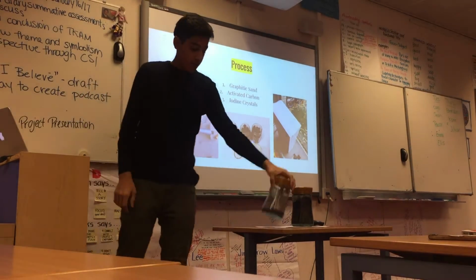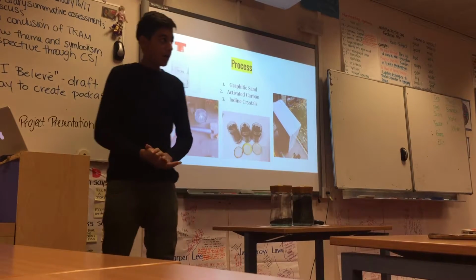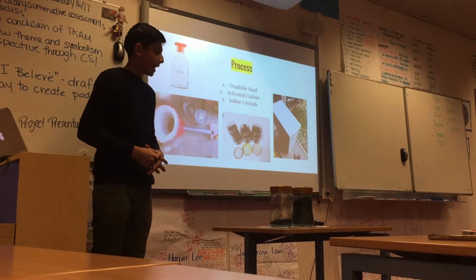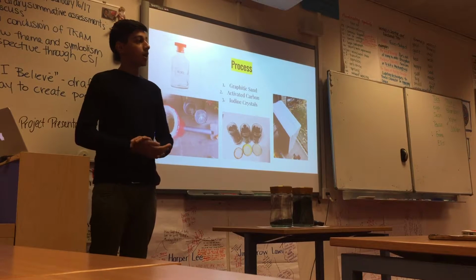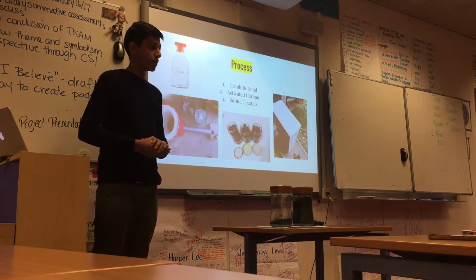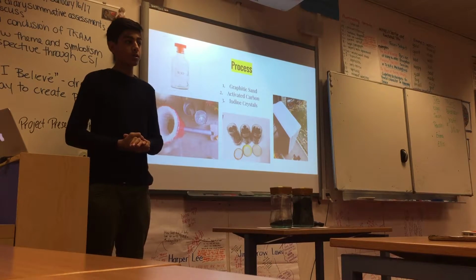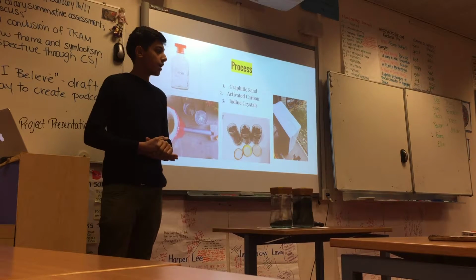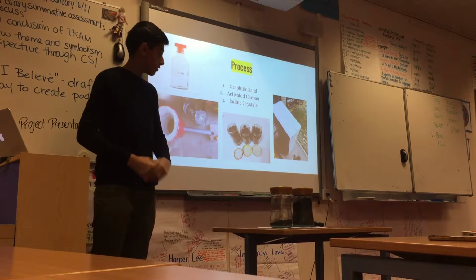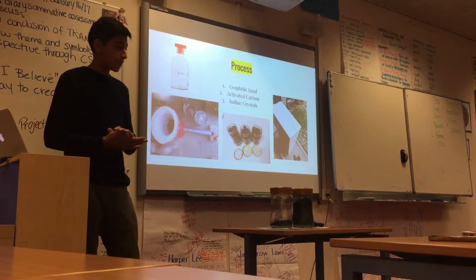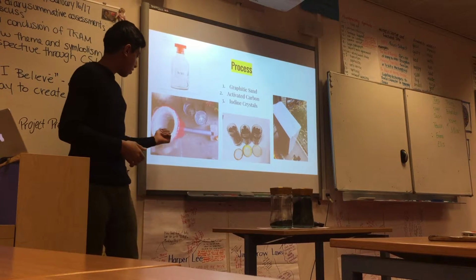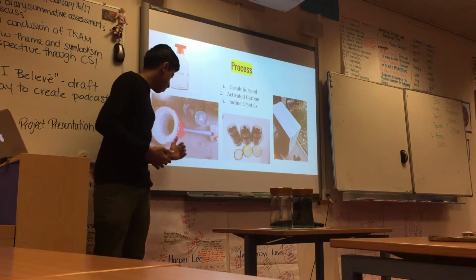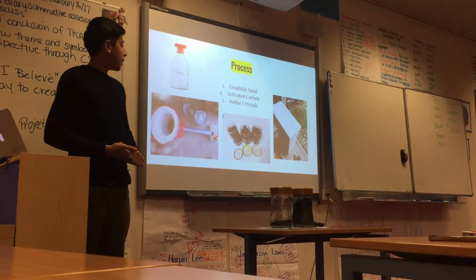Then the second thing I decided to make was graphitic sand. It's made from asphalt, which is in the road. I got some asphalt from a road work, mixed it with toluene, which dissolves asphalt, and mixed it with sand and heated it to about 700 degrees Celsius in my homemade kiln, which I made from concrete and a bucket.